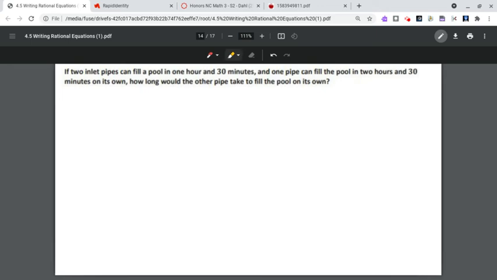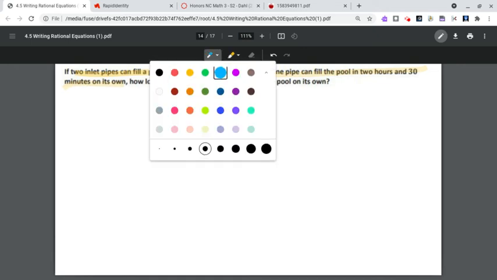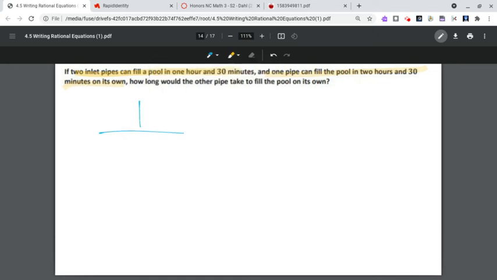Okay, so together, 2 inlet pipes take 1 hour and 30 minutes. 1 pipe alone takes 2 hours and 30 minutes. Okay, so let's set that up. 1 over, I'm just going to use 2.5 because that's 2 hours and a half hour, 2.5, plus 1 over x, that's the one I'm looking for, the other pipe on its own, equals 1 over 1.5.